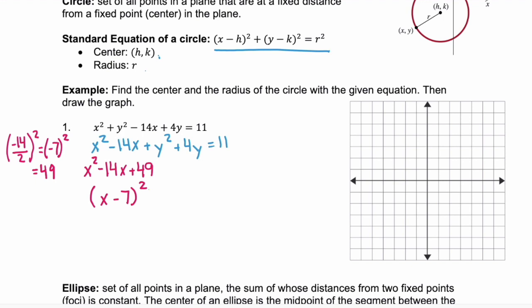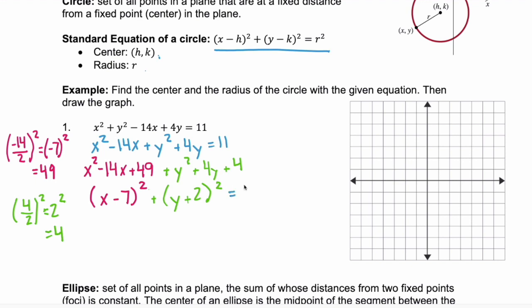Now we're going to do the same thing with the y variable. We take the b, divide it by 2, and square it. So 2 squared, or 4. And that gives us y squared plus 4y plus 4, which factors to (y plus 2) squared.